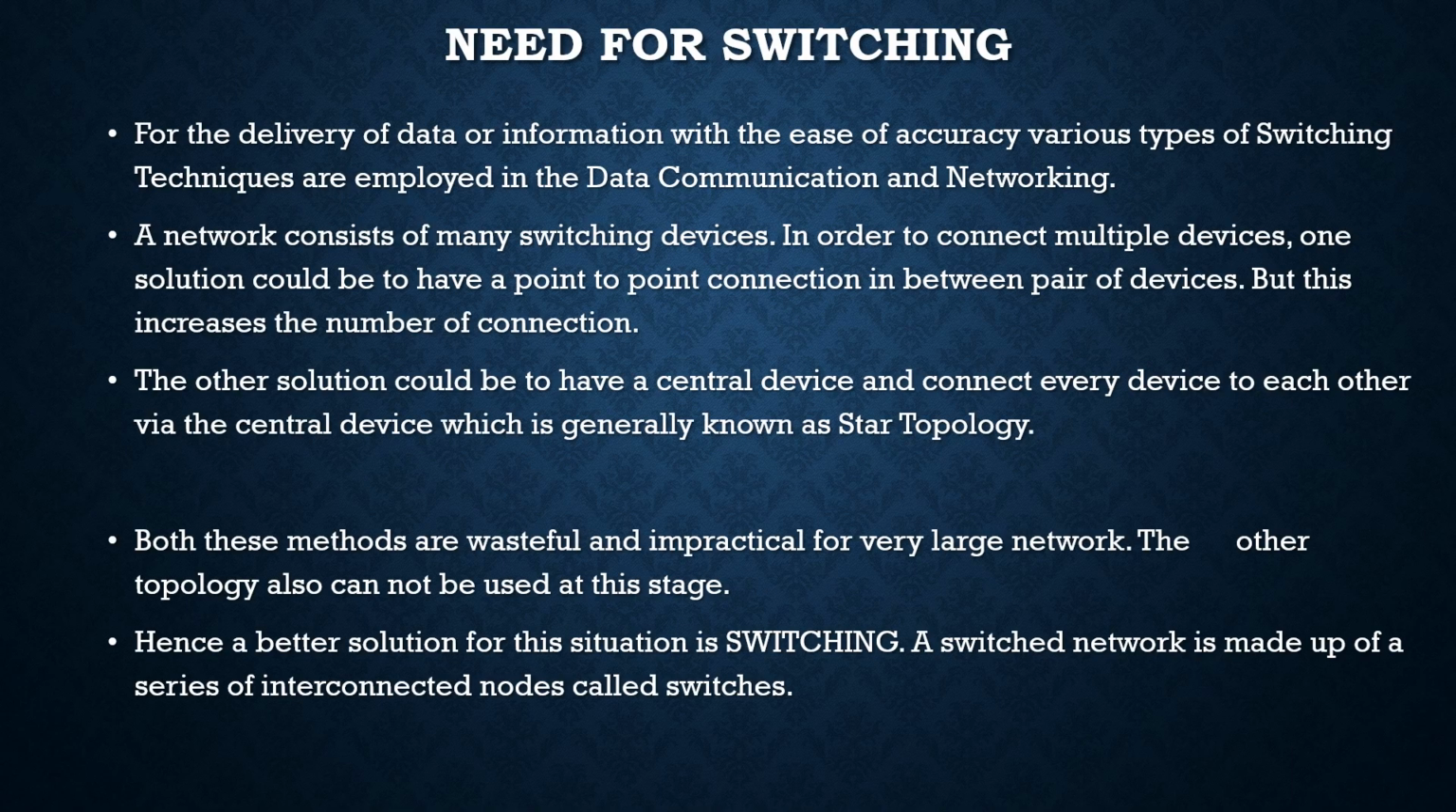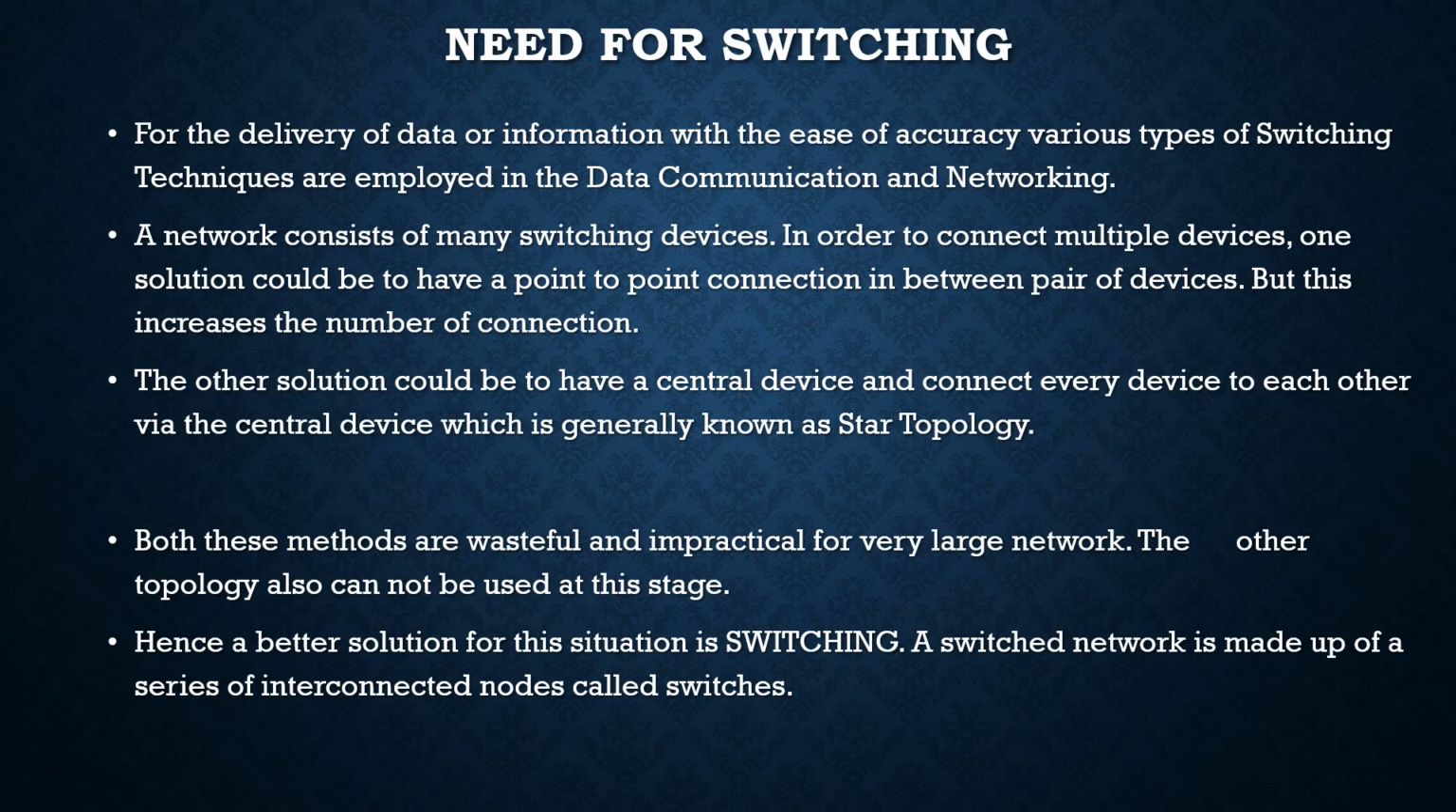Let us see the need for switching. The Internet is a combination of different types of networks that are connected together with the help of connecting devices. The devices attached to the network that have to communicate through this network can be referred to as end nodes. And to achieve one-to-one communication between these nodes, a point-to-point communication can be established.